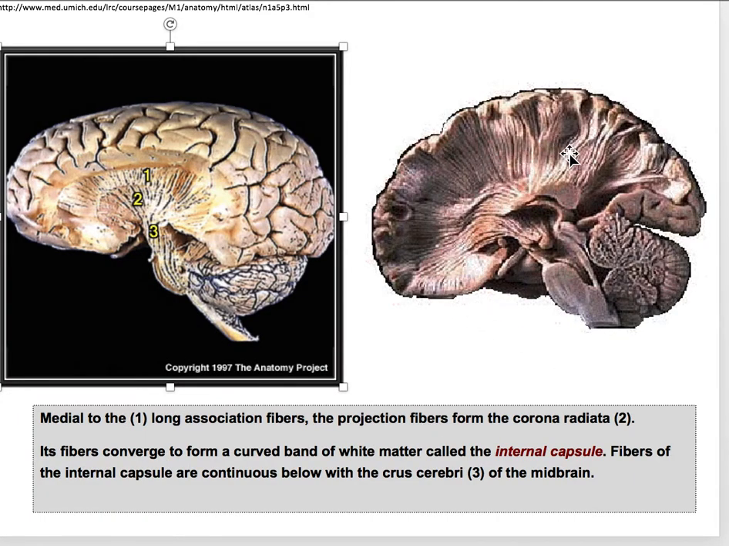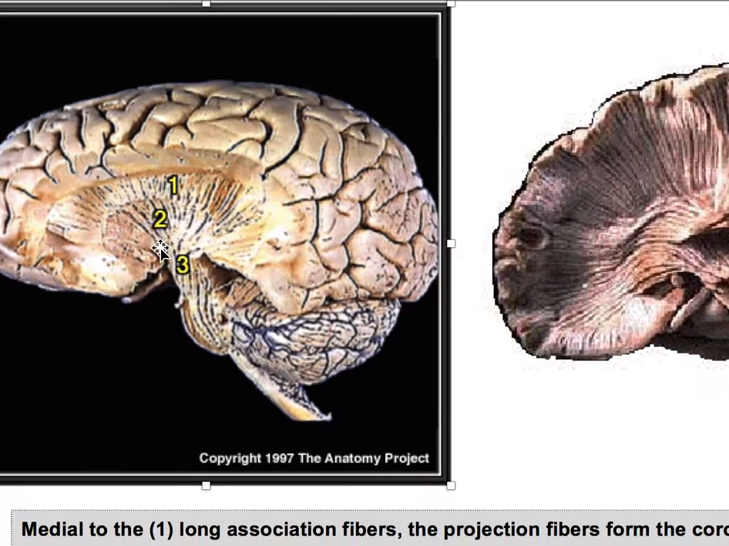So these types of projection fibers that help make up this are known as the corona radiata, and so they converge and form this curved band of white matter known as the internal capsule. And so what we're looking at then is this, and the internal capsule then ultimately feeds into what's known as the crus cerebri of the midbrain, right down in here.